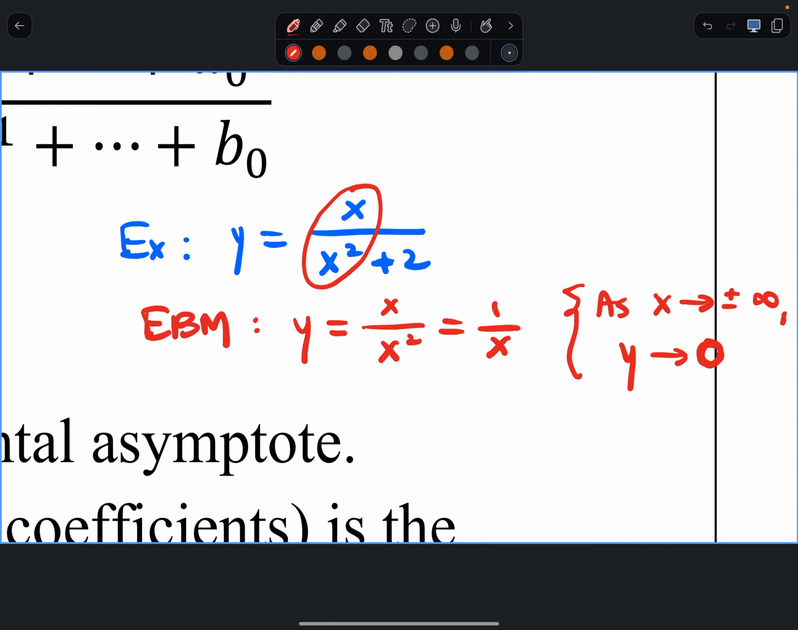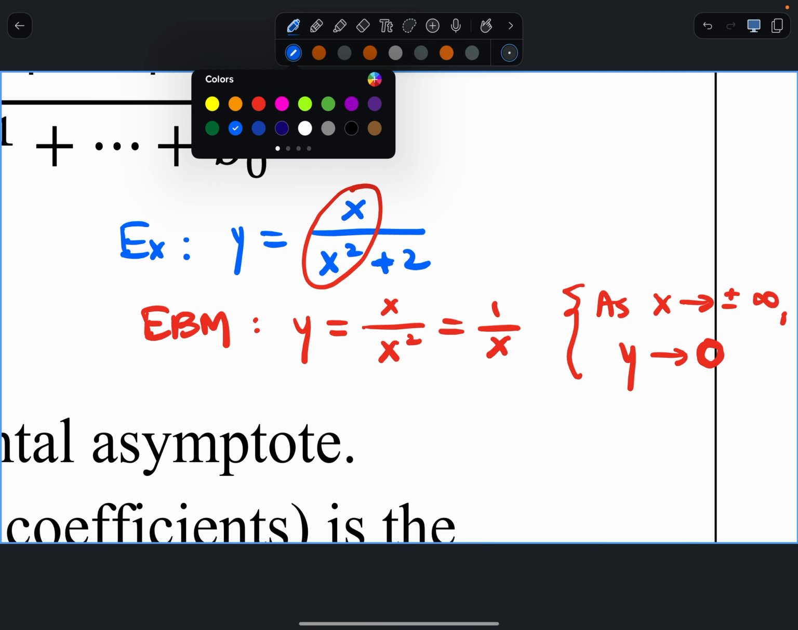Do we kind of follow that? Sort of, kind of.